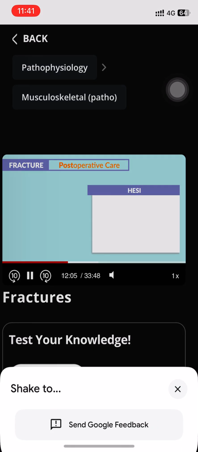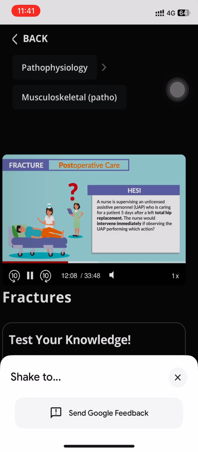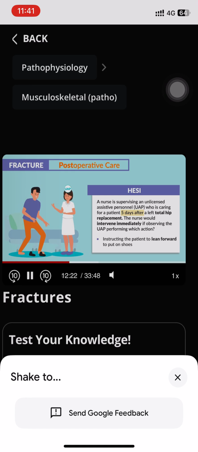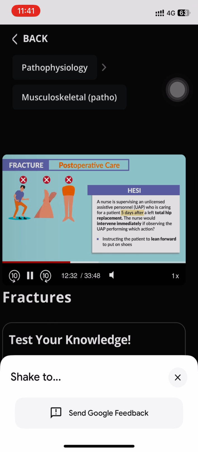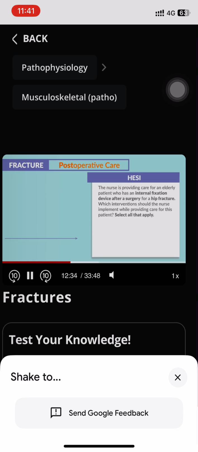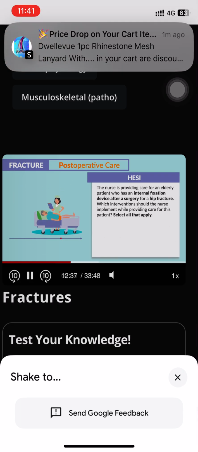And Hesse mentions, a nurse is supervising a UAP who is caring for a patient 5 days after, again, left total hip replacement. The nurse would intervene immediately if observing the UAP performing which action? Instructing the patient to lean forward. That's a huge key term, to put on shoes. No leaning forward, no crossing legs, and no adding those legs together. Always keep them apart.